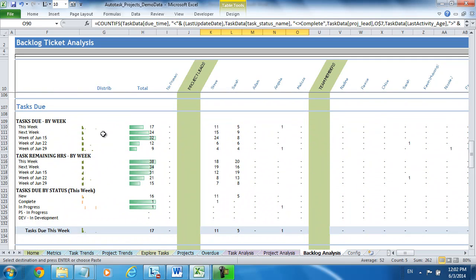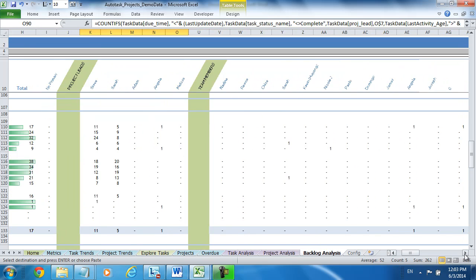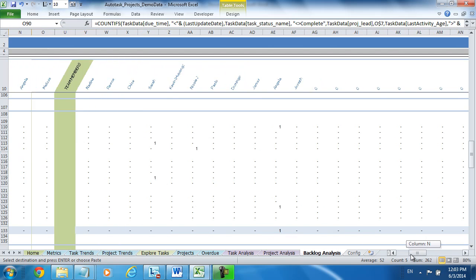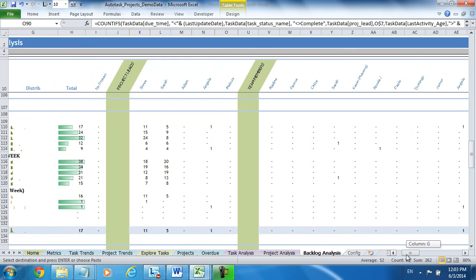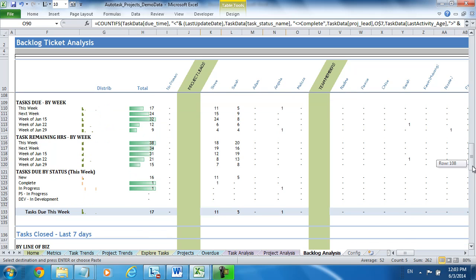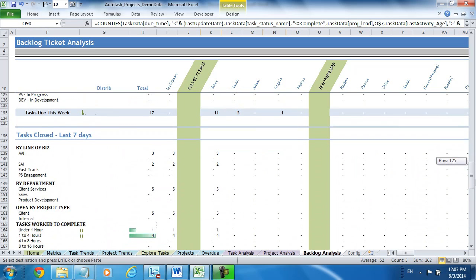One of the things you can look at is tasks due by week. So how many tasks are due this week, next week, the week after, for the next 5 weeks, distributed by project and team lead. So I can look across and say who's got tasks that are due. We don't have quite 50 people, but I can see who's got a task coming up within the next weeks. I can see tasks by remaining hours by week, and also tasks due by their status.